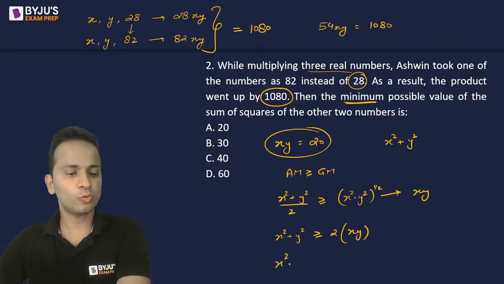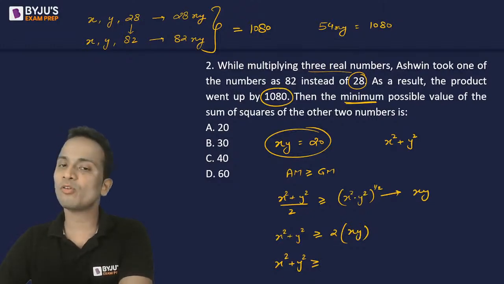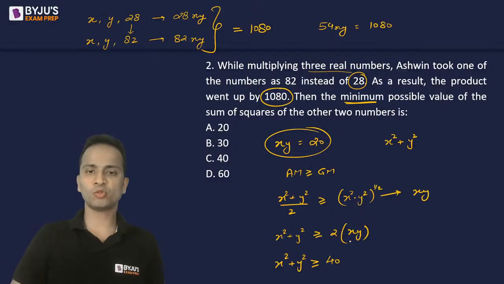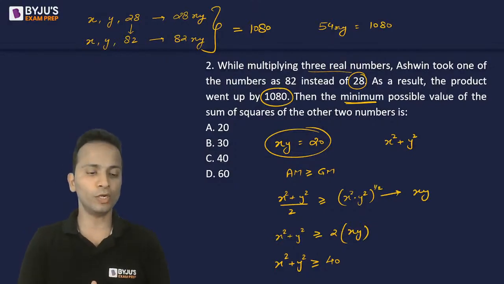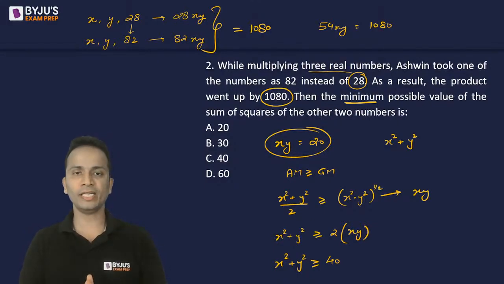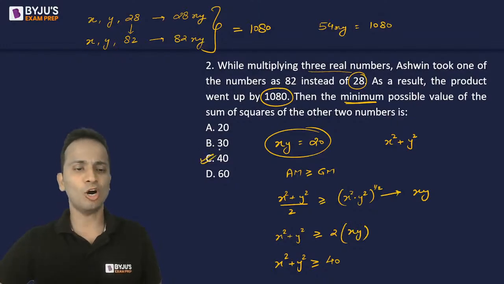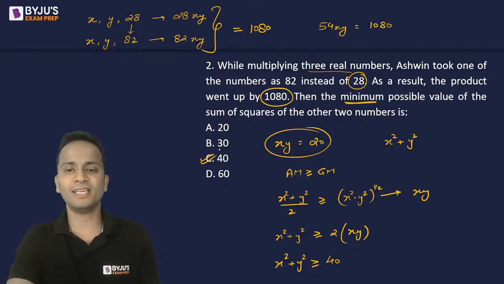So I can say x square plus y square will be greater than or equal to twice of xy, that means 40. So x square plus y square will be greater than or equal to 40. All right. So I can say that the minimum value of x square plus y square will be equal to 40. The correct answer being option C. And yes, this is the correct answer.